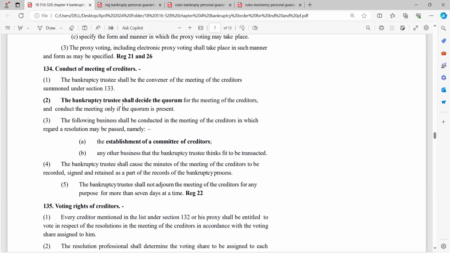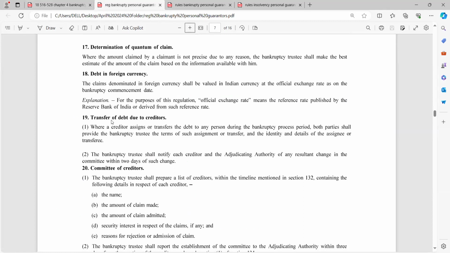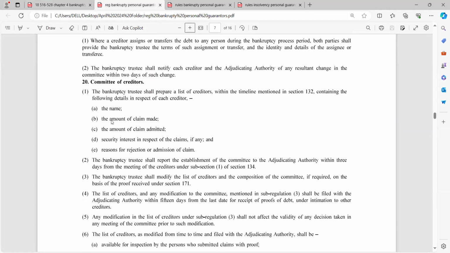The bankruptcy trustee shall decide the quorum for the meeting of the creditors and conduct the meeting only if the quorum is present. Okay. At all times this quorum should be there, sir. Yes, absolutely. In other cases they can modify, but here I think they cannot modify. What quorum is fixed by the bankruptcy trustee? 33%? Even regulation 20, committee of 22 creditors also.